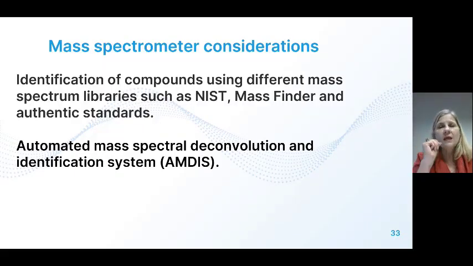Then after you get your compounds, after they went through the detector and you can see them, you can identify the compounds using either libraries such as the NIST library or Mass Finder, or you can inject authentic standards. And if you get the same retention time and same fragmentation pattern with the authentic standard, then it's the same compound. And then you can also use an automated mass spectral deconvolution and identification system, the AMDIS system, to identify your compounds.